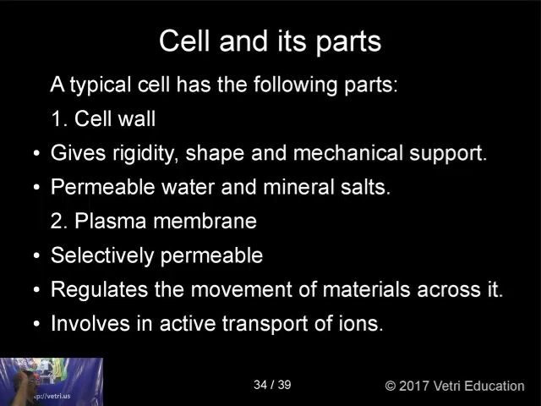So cell and its parts, let us see some characteristics. We will go into detail later. Now first is the cell wall. It gives rigidity, shape, and mechanical support. Second point, it is permeable to water and minerals. Next, the plasma membrane. It is selectively permeable, regulates the movement of material across it, and is involved in active transport of ions.